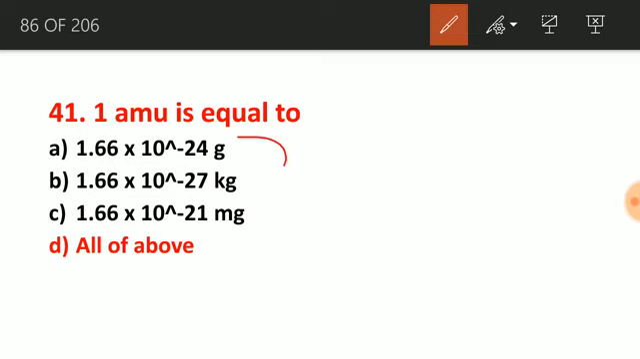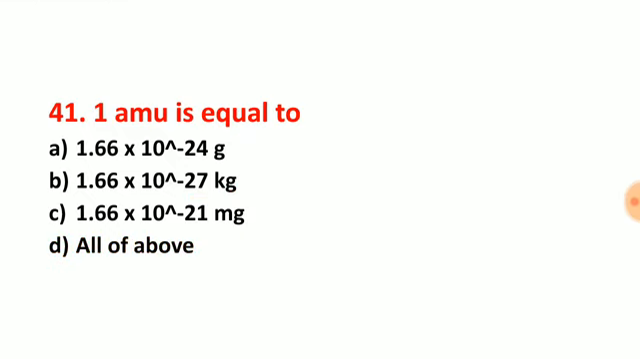They are the different forms of this: 1.66 into 10 to the power minus 24 gram can be written as 1.66 into 10 to the power minus 27 kg, and it can also be written as 1.66 into 10 to the power minus 21 milligram. So all are the same. Option choice D is the correct answer for question number 41.